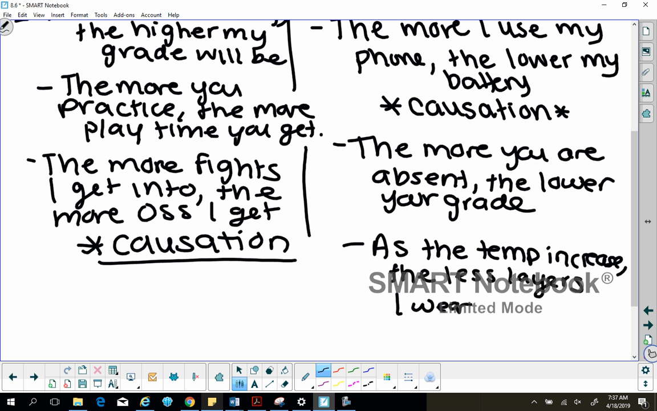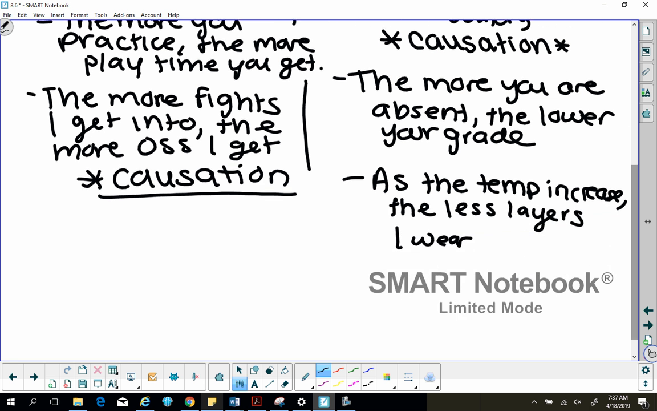As it gets hotter out, are you going to be wearing more layers or less layers, like jackets, coats, things like that? Less, right? Would that be an example of causation or correlation? Causation, right? Because the weather is causing you to not want to wear more layers. But is it just correlation?